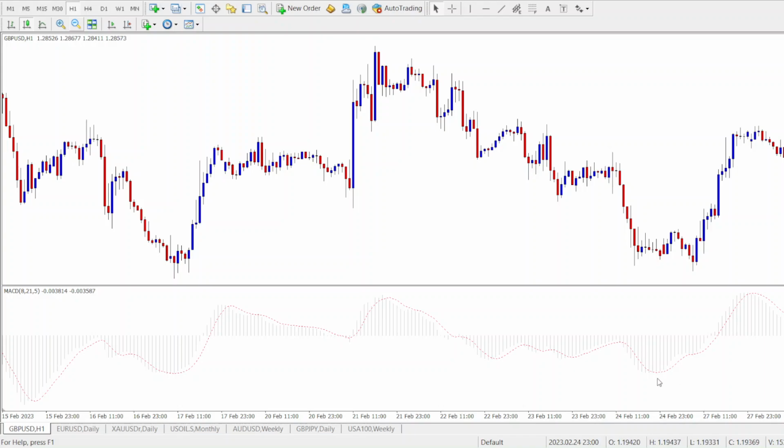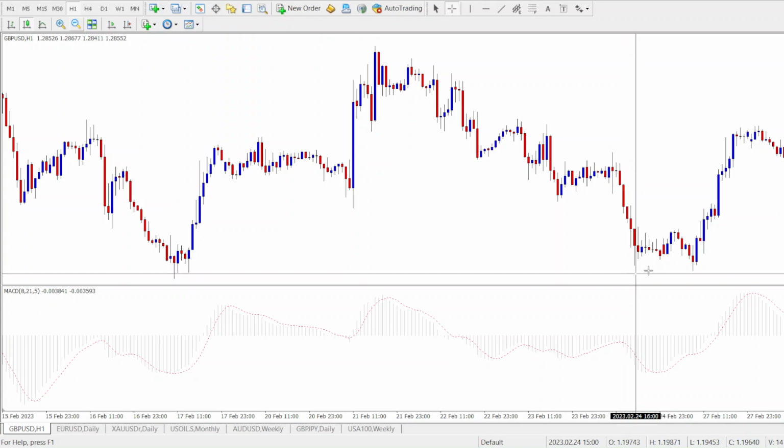Now, when the MACD line is below the zero line, you have a sell signal, and when the MACD line is above the zero line, you have a buy signal. When you notice the histogram bars getting longer, then you know you're having increasing momentum. As we can see here, we had increasing momentum, and you can see how the histogram bars got longer. But when you have short bars, it shows that the momentum is quite weak.